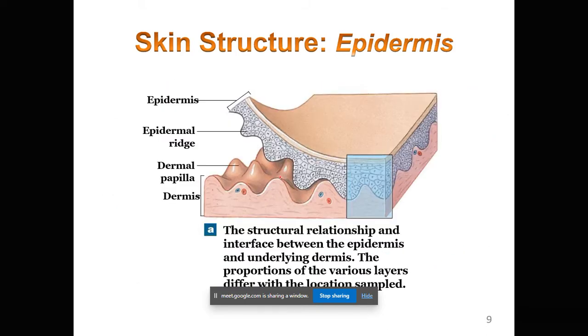Okay, so this is the structural relationship, the interface between epidermis and underlying dermis. The proportions of the various layers differ with the location sampled. This is the epidermal ridge, this is the epidermis, these are epidermal papillae, and this is the dermis.